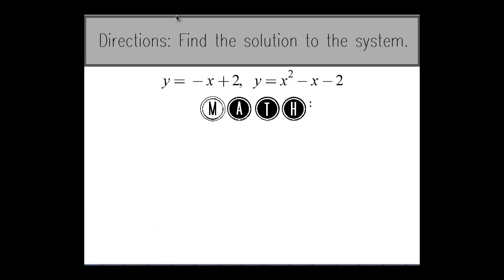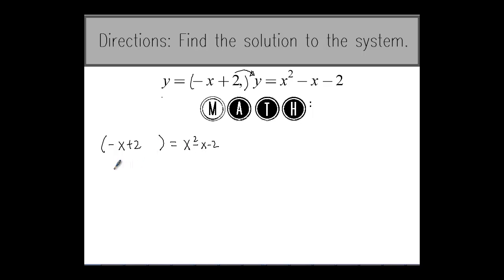In this case, since we have both equations already in the form y equals, the best method to do these would be substitution. So I'm going to take the y from equation 1 and substitute it in for the y in the second equation. So when I write the second equation, instead of writing the y, I'm going to leave a parenthesis and plug in negative x plus 2 for the y value. And I'm going to set that equal to x squared minus x minus 2.